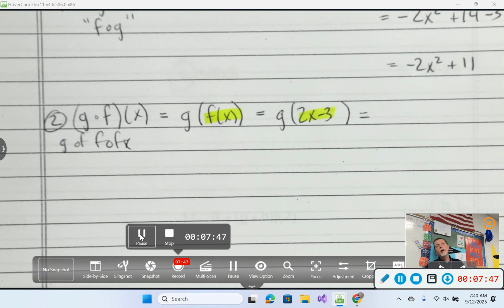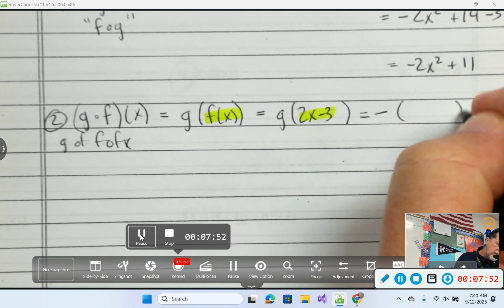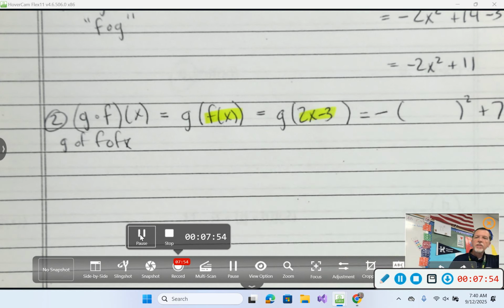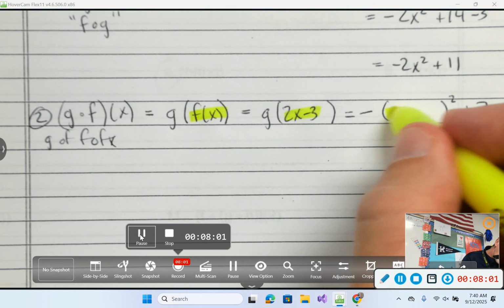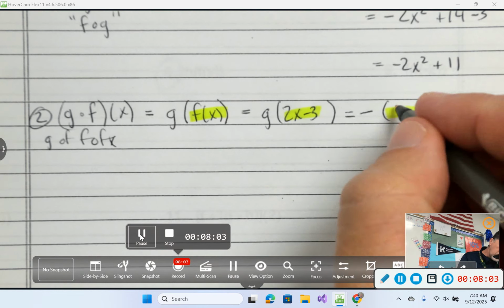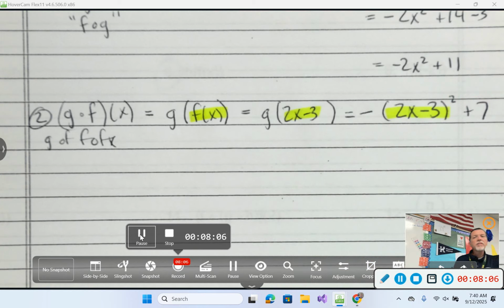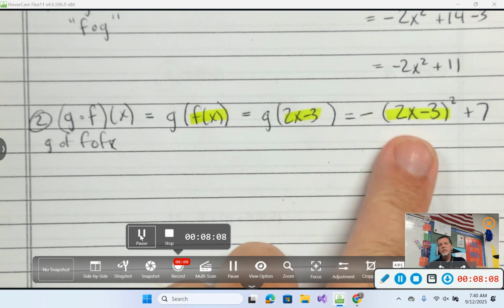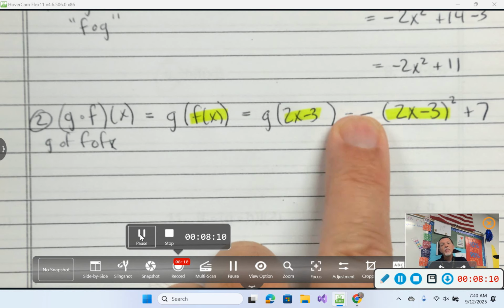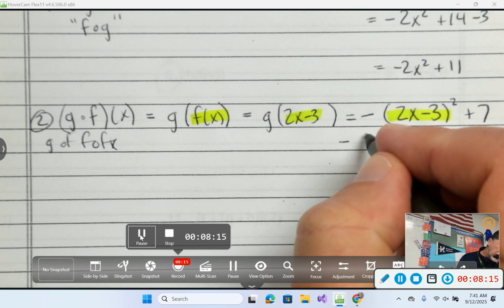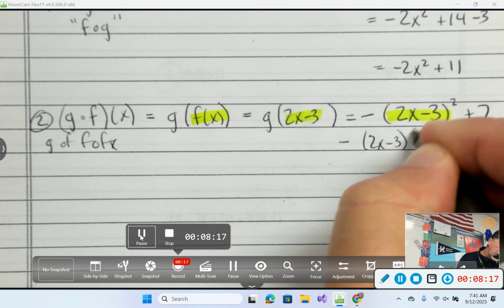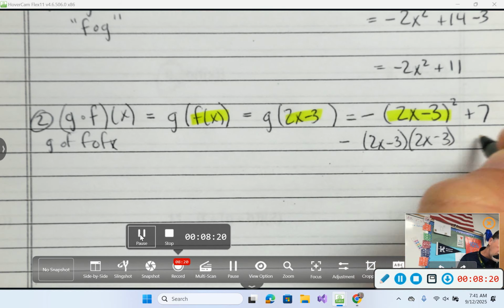And then now I'll go grab the g function, which is negative input squared plus 7. That's what the g function is. Negative input squared plus 7. And my input this time is 2x minus 3. So I got a little work to do. I need to square 2x minus 3 and then put the negative on. Let's see, 2x minus 3 times 2x minus 3.